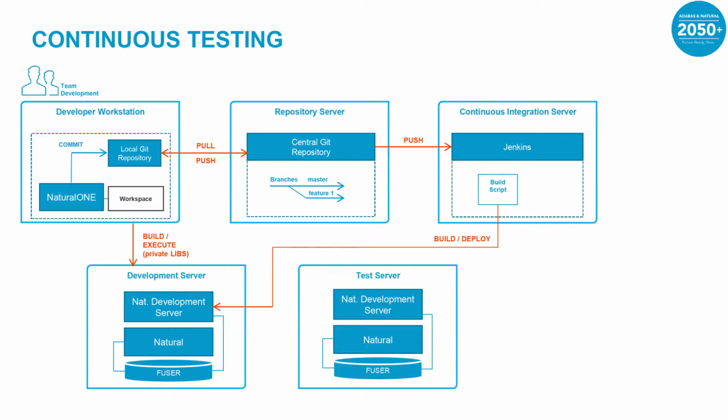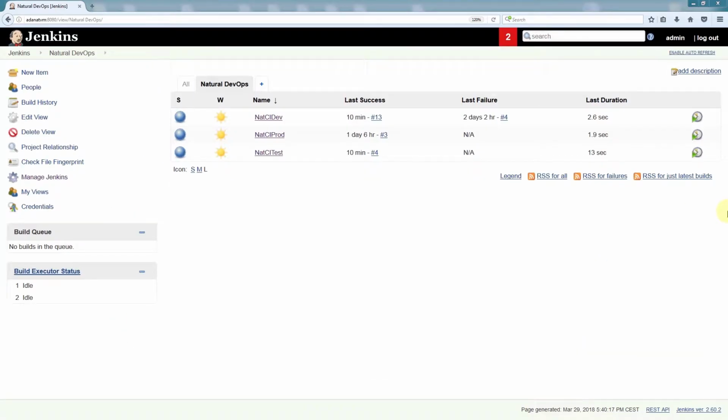We could also have a testing environment in addition to the development environment. Jenkins could deploy our application to this environment as well, and also invoke automated tests, which guarantees application functionality. Let's look at how this works with Jenkins and NaturalONE. This is the Jenkins Web Application.